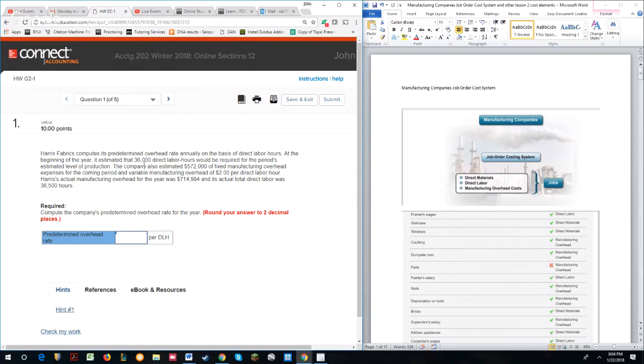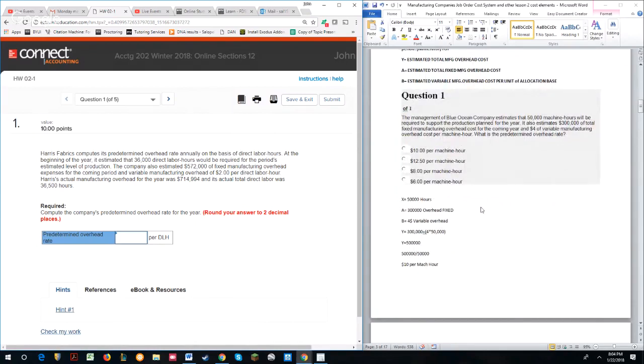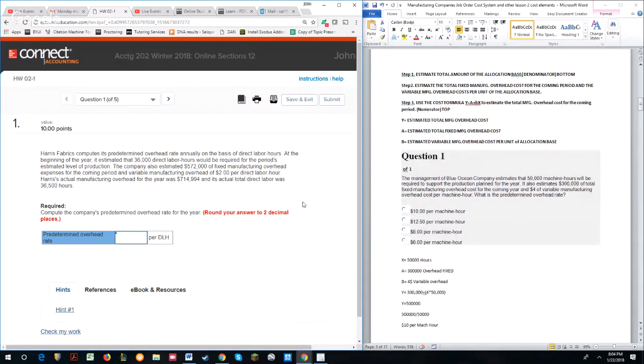Harris Fabrics computes its predetermined overhead rate annually on the basis of direct labor hours. At the beginning of the year, it is estimated that 36,000 direct labor hours would be required for the period's estimated level of production. The company also estimated $572,000 of fixed manufacturing overhead expenses for the coming period and variable manufacturing overhead of $2 per direct labor hour. Harris's actual manufacturing overhead for the year was $714,994, and its actual total direct labor was 36,500 hours. Compute the company's predetermined overhead rate for the year.